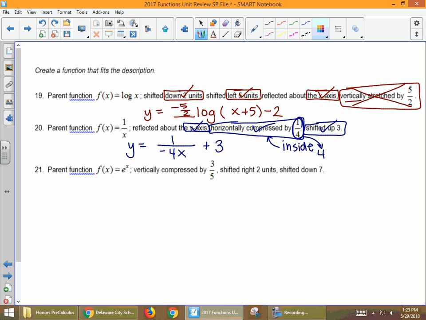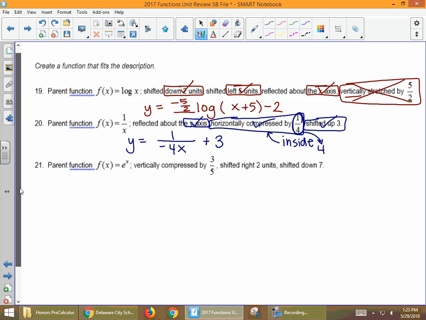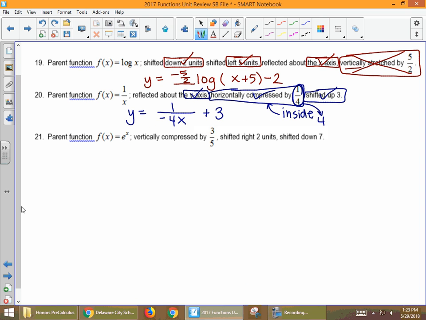Last, e to the x. You definitely should expect to see e to the x and ln of x all over the place now and forever. They're very important. You'll use natural log a lot. You'll use your exponent rules and natural log and e to the x a lot in this course and in calculus. So I try to have them pop up as much as possible. Our parent function is e to the x.